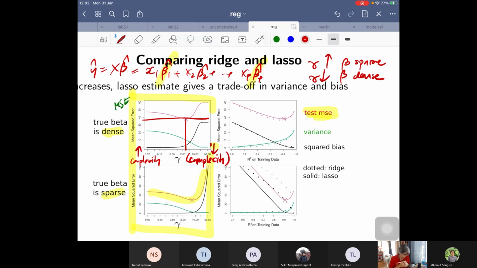All right, that's the first observation. Now let's take a look at this comparison. Now I would like you to look at here.